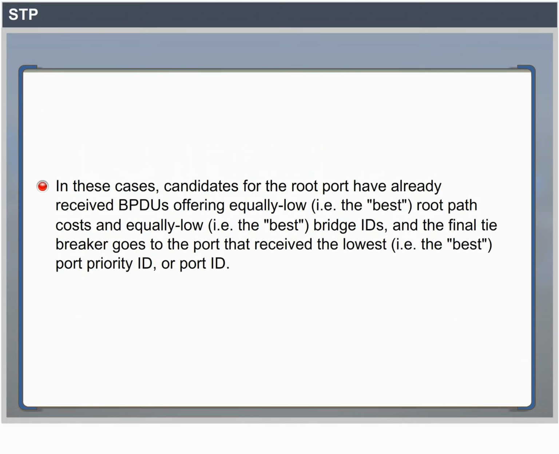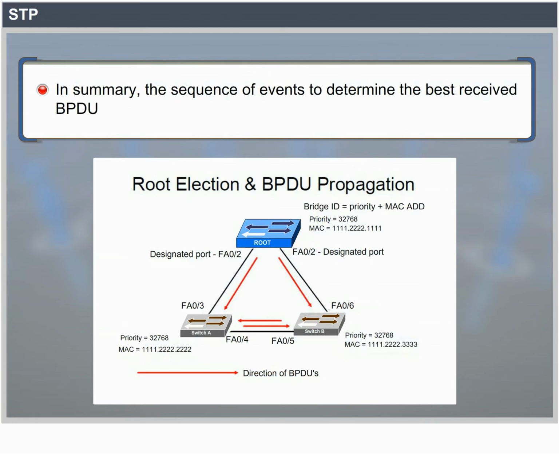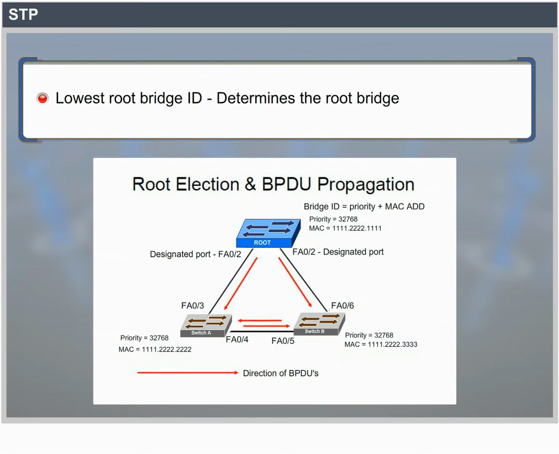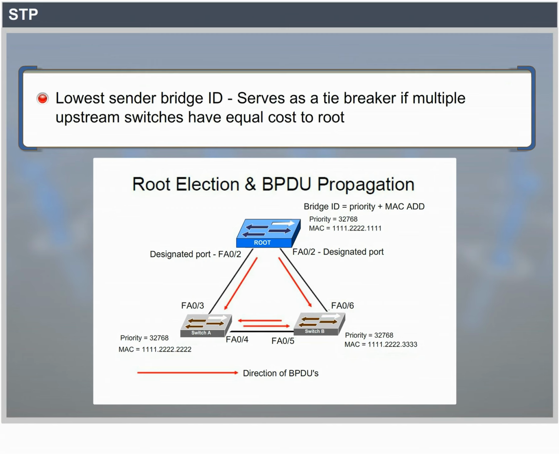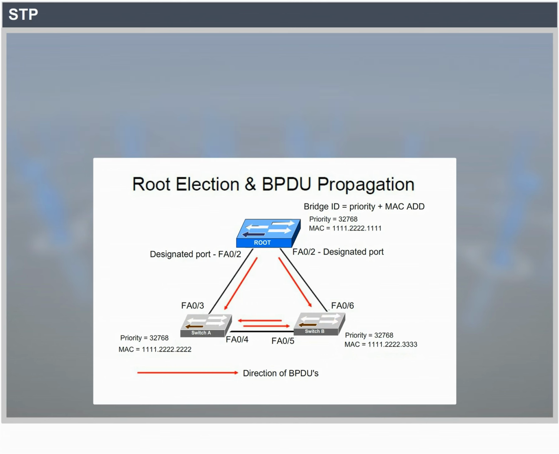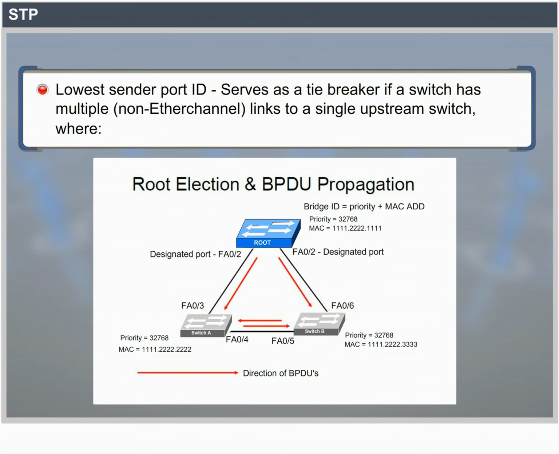In summary, the sequence of events to determine the best received BPDU is: lowest root bridge ID determines the root bridge. Lowest cost to the root bridge favors the upstream switch with the least cost to the root. Lowest sender bridge ID serves as a tiebreaker if multiple upstream switches have equal cost to root. Lowest sender port ID serves as a tiebreaker if a switch has multiple non-EtherChannel links to a single upstream switch.